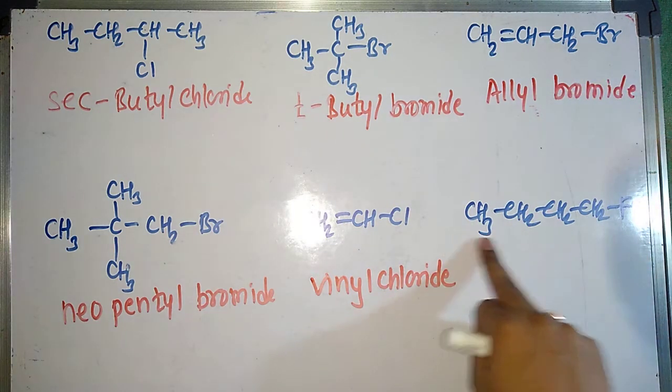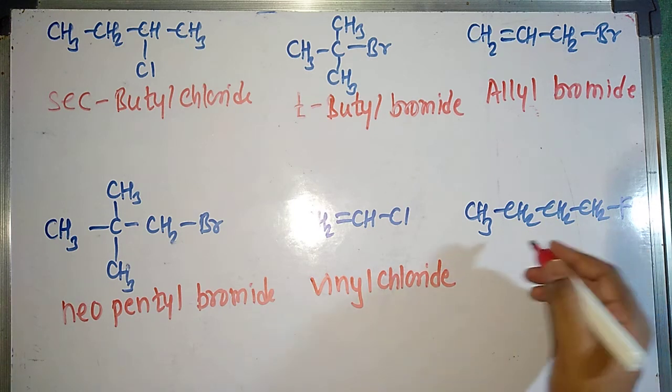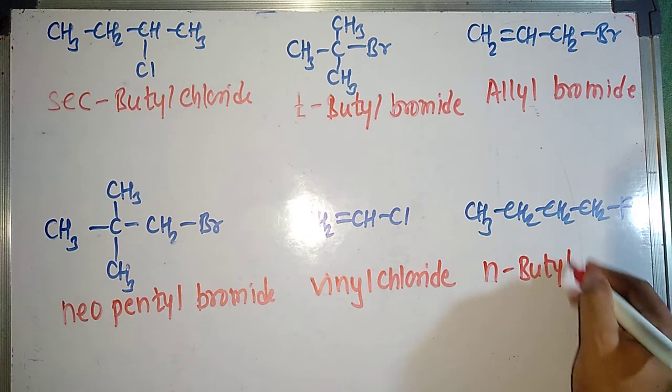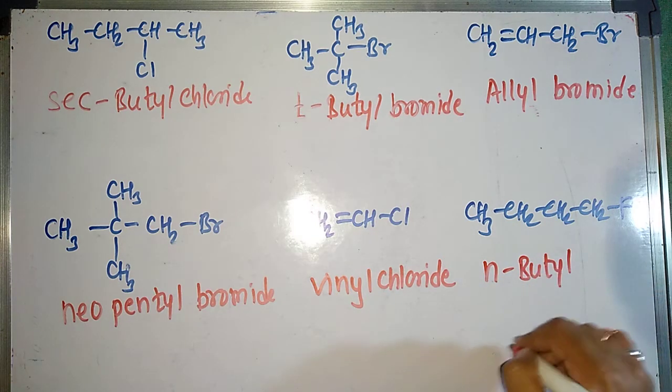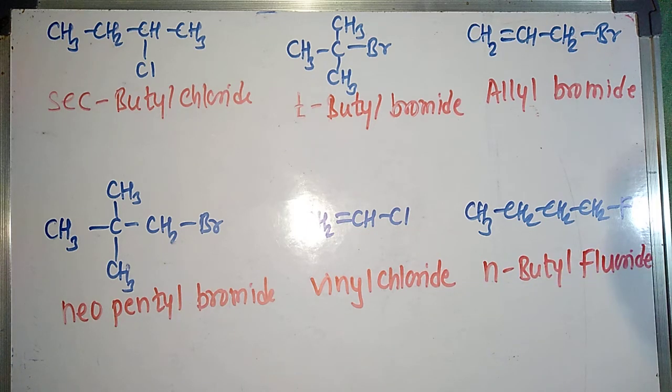Now here this is a straight chain, and at the terminal position a fluorine atom is attached. Total 4 carbon atoms are there, so straight chain compounds are represented by n. 4 carbon atoms, that's why butyl. F indicates it is fluorine, which means we will write it as fluoride. n-Butyl fluoride is the correct common name of this compound. Now we'll see the IUPAC name.